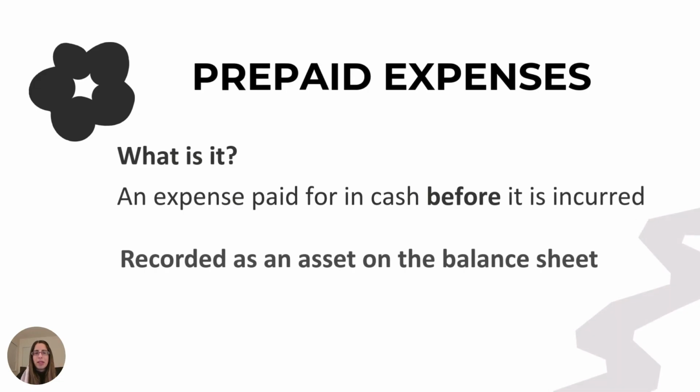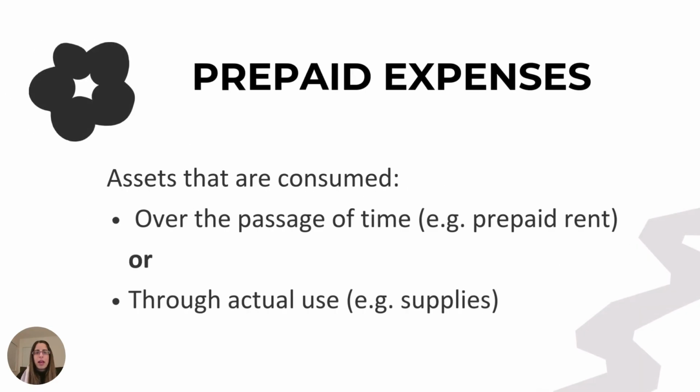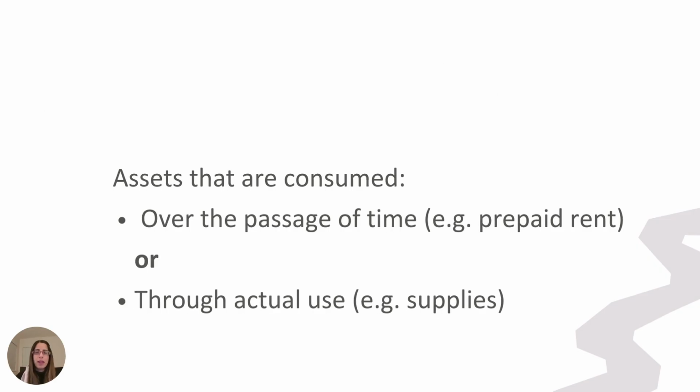Now, what is a prepaid expense? It's an expense paid for in cash before it's actually incurred, and it's recorded as an asset on the balance sheet. Now, this asset is consumed under two conditions, either over the passage of time, such as prepaid rent, or through actual use. What it means is you consume the asset either as time goes by or you actually physically use it like a supply.